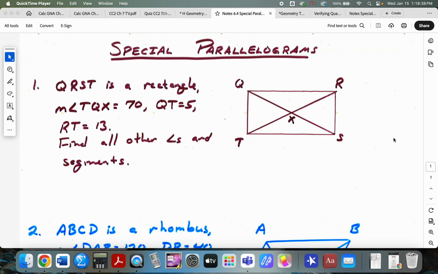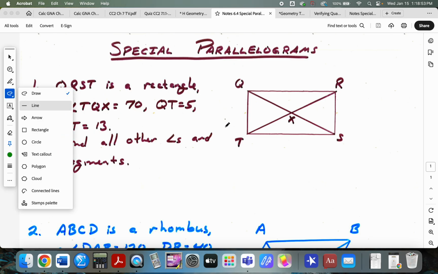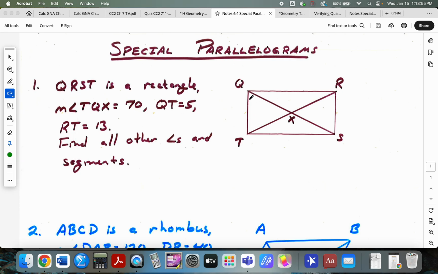All right. So let's take a look at these. I just wanted to do some additional examples. So here we have QRST as a rectangle. The measure of angle TQX is 70 degrees, so I'll go ahead and put that on the diagram. TQX is 70. And the length of QT is 5. And the length of RT is 13.